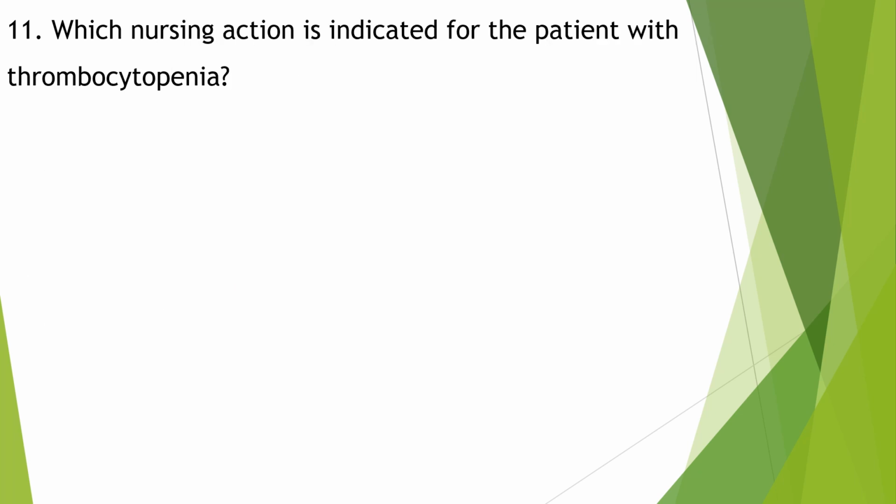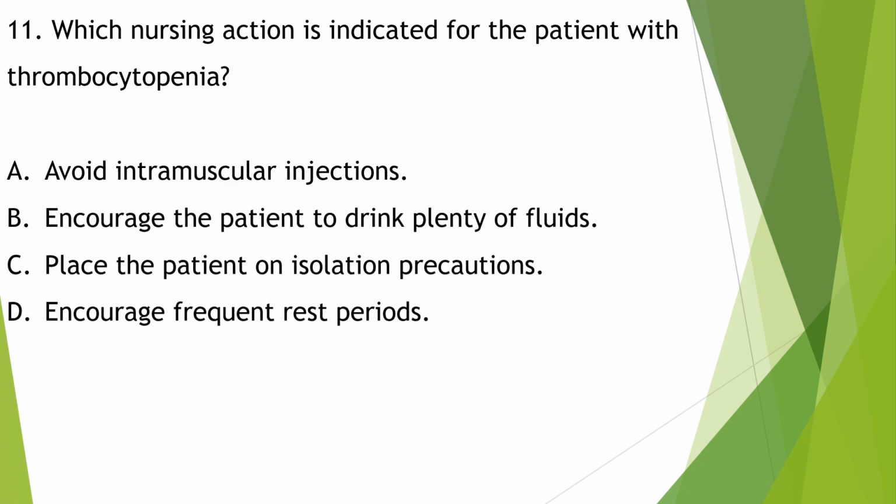Which nursing action is indicated for the patient with thrombocytopenia? Avoid IM injections, encourage the patient to drink plenty of fluids, place the patient on isolation precautions, encourage frequent rest periods. So the patient is having thrombocytopenia. They have a decreased number of platelets, so clotting time will be longer for the patient. If we give an IM injection, that can cause bleeding in the deep muscle tissue. So for a thrombocytopenic patient, you need to avoid intramuscular injections.